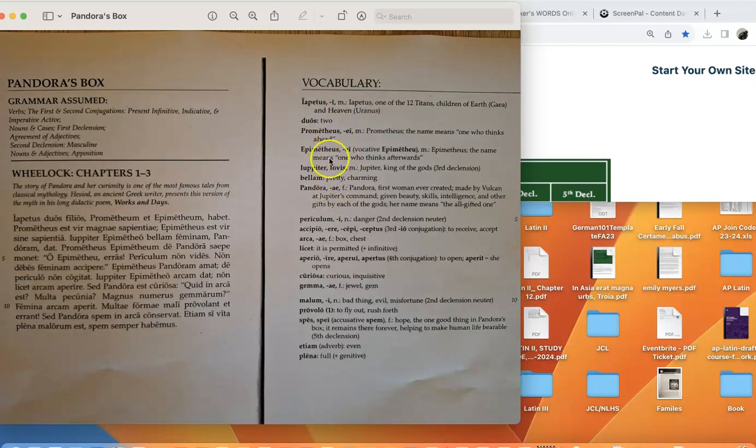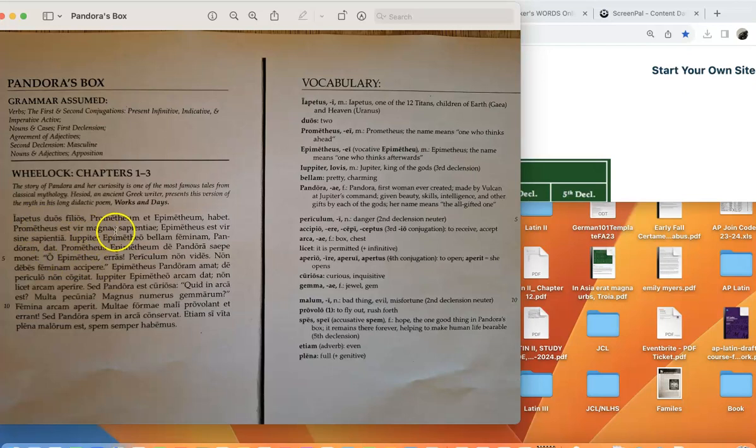Here we have a lot of helpful vocabulary on the side. And of course, we can also use a dictionary, Whitaker's Words, to look up words. So again, this will be a good review of where we're at conceptually and grammatically in Latin 101 this semester. So let's go ahead and read it here.